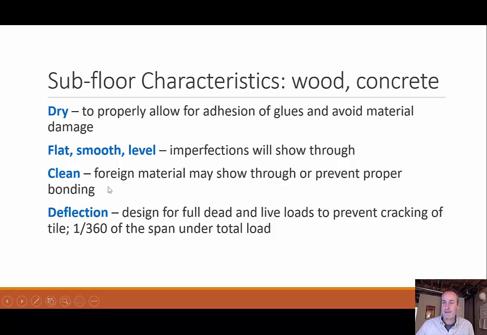It also needs to be clean. Same idea with this bonding, this adhesion. If I have sawdust or some other material in there, of course that will keep it from adhering.